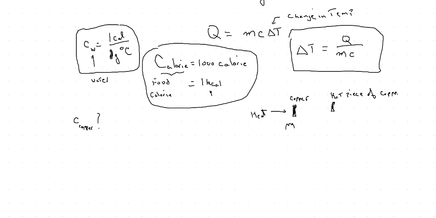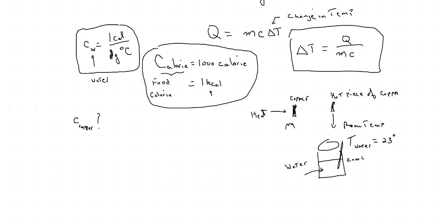Okay, and we're going to take this hot piece of copper and put it in some water. Now, let's say there's 20 milliliters of water. I don't care. Okay, 20 milliliters. What we do first is measure the temperature of the water. This is room temperature. Okay, so I'm going to make this up. Suppose we find the temperature of the water is 23 degrees Celsius. Okay, we know how much water there is. Good.